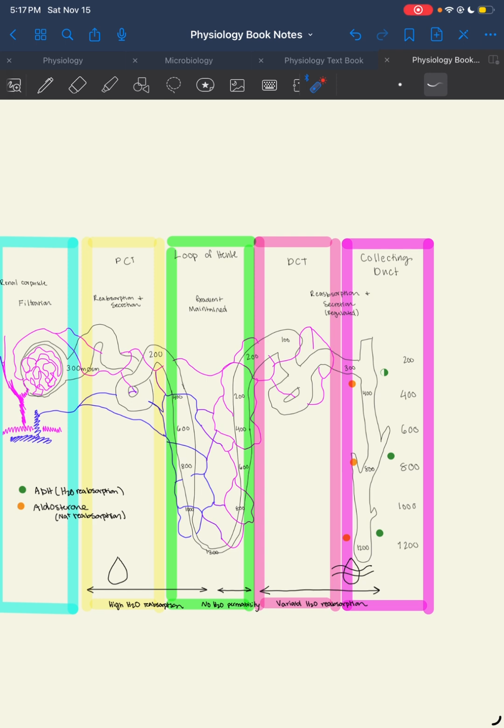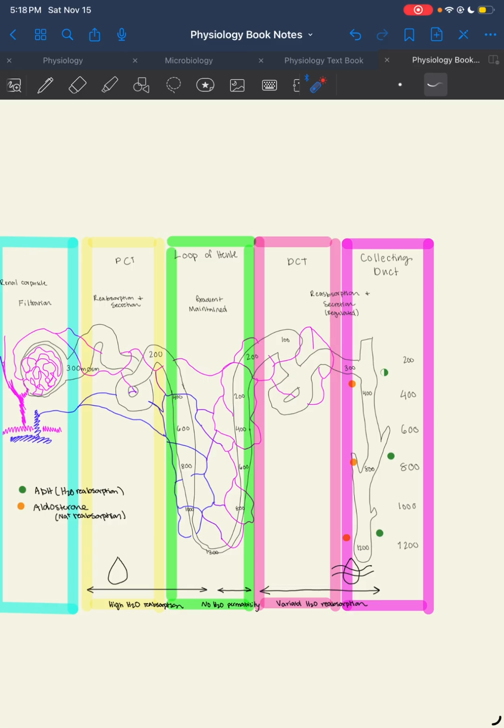Urea recycling. Urea leaves the inner medullary collecting duct and diffuses into the medulla, helping maintain a high osmolarity. The gradient, with ADH, determines urine concentration. Without ADH, the collecting duct remains impermeable to water. Water stays in the filtrate, and the urine becomes very dilute. With ADH, though, you have more aquaporins, which means more water reabsorbed into the hyperosmolar medulla, which makes the urine very concentrated.